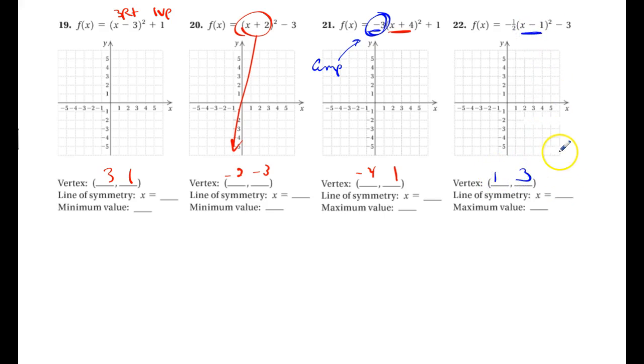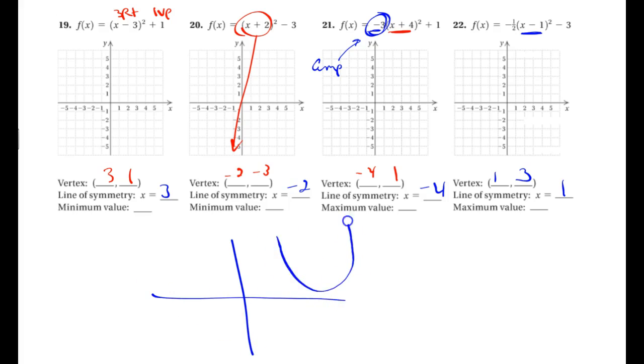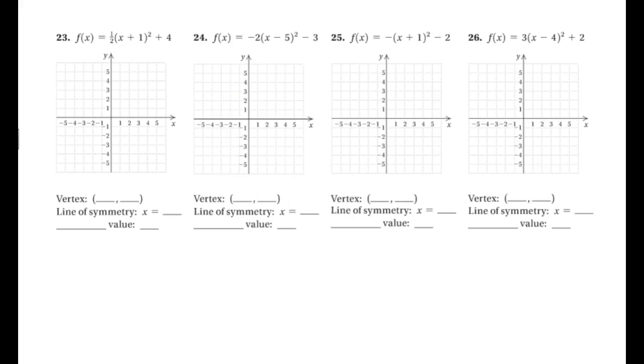That's the vertex. The line of symmetry is always going through the vertex. So x equals 1 here, x equals negative 4, x equals negative 2, and x equals 3. And again, that line of symmetry just says the left side would be this vertical line here. So if it was x equals 3, that means the left side of the parabola looks just like the right side. So you could fold it over that line of symmetry.